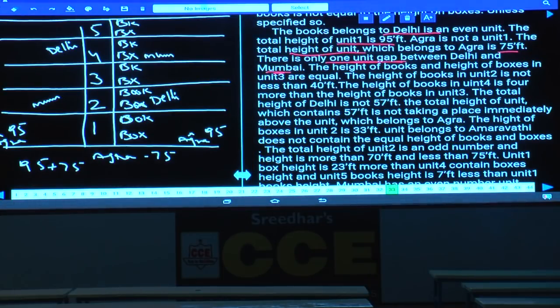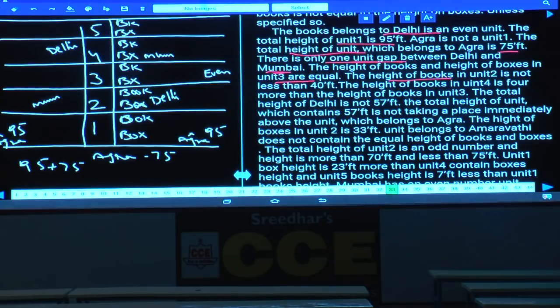The height of books and boxes of unit 3 are equal. Books and boxes of unit 3 are equal, isn't it? Now, as unit 3 are equal, it must be an even number, isn't it? Both book and box are one and the same. X and X is nothing but an even number, hence this must be an even number. As this is an even number, now 95 is one, 75 is the other, and 95 plus 75 is so much? 170.